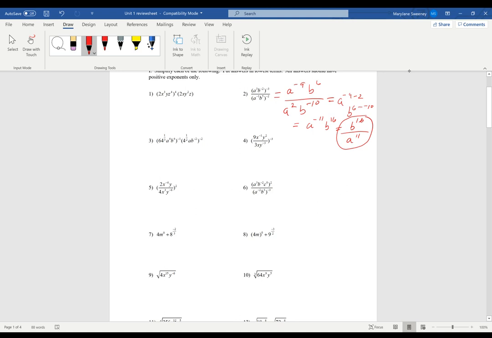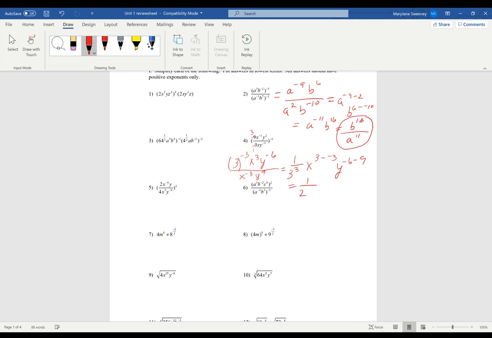Next one, 9/3, I would reduce to 3/1, and then I will raise everything to the -3rd, so it'd be 3 to the -3rd, x to the 3rd, y to the -6, over x to the -3, y to the 9. Then we will subtract exponents. Well, first of all, 3 to the -3rd is 1/3 to the +3rd. X to the 3 minus -3, and y to the -6 minus 9.